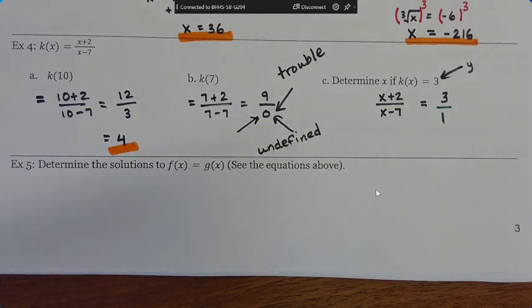Fraction is equal to fraction. Ooh, when you have 2 fractions that are equal to each other, that's called a proportion. And you can, yes, Sarah? Could you multiply both sides by x minus 7? Yes, you can. You may.